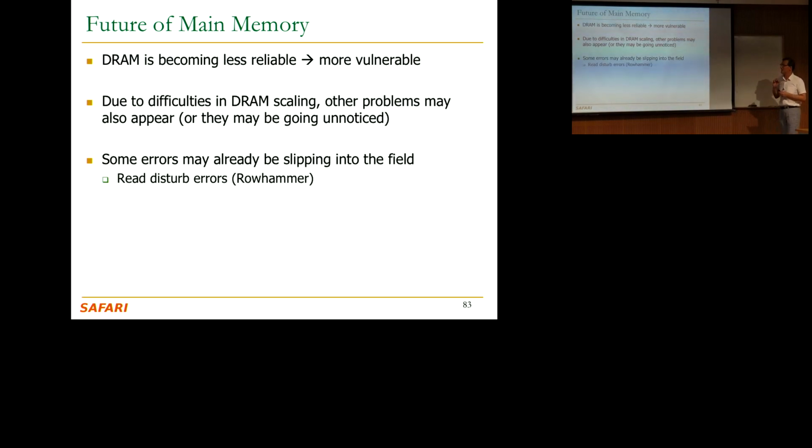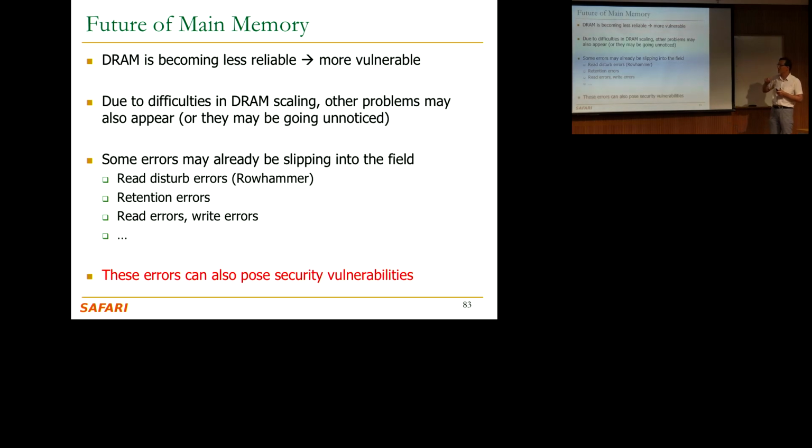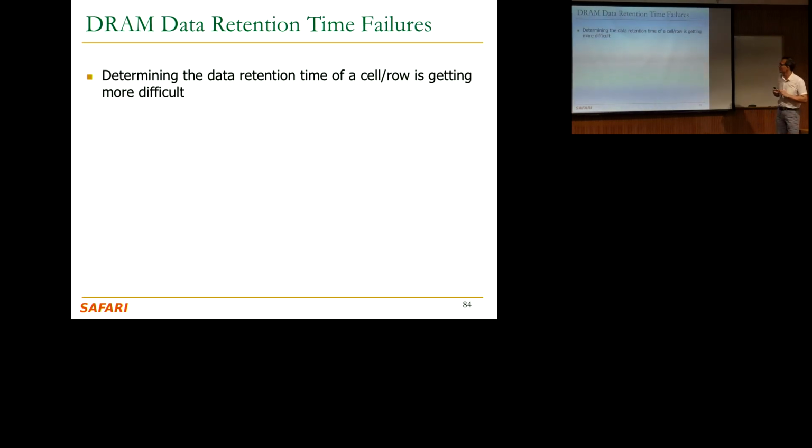Clearly, read disturb errors have already slipped into the field, but retention errors may be slipping into the field, read errors, write errors, who knows what else, right? I'm going to talk about retention errors because I think that's going to be very important. These errors can also pose security vulnerabilities, as we've seen with row hammer. So let's jump into retention errors a little bit. We talked about retention a little bit, but we're going to talk more.